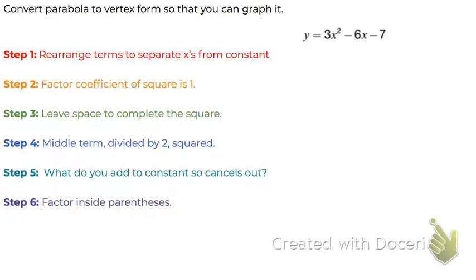how to convert this. First off, I rearrange the terms and separate the ones that have x's from the constant, which is pretty much done in this case. And then you have your minus 7 over here. And then if you focus in on the part that has the variables, you want the coefficient in front of whatever squared to be 1. In this case, it is a 3. So we have to factor out a 3 from both of those terms so that we have just an x squared.